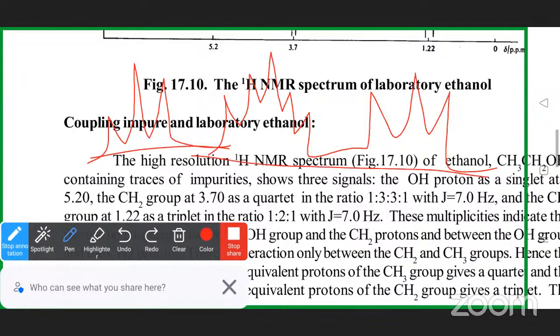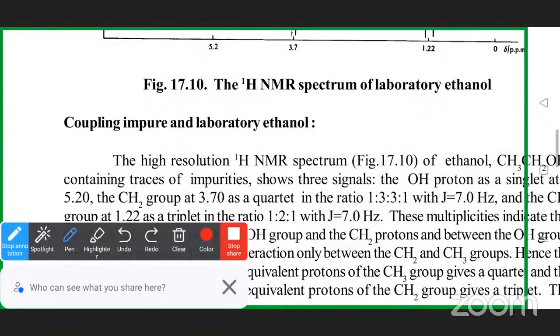This is the H1 NMR spectrum of pure alcohol. Here a triplet, here a quintet, and a triplet. This is the NMR spectrum of your pure alcohol, because in pure alcohol there is no exchange of the OH proton. So we get the multiplicity for the OH proton also.